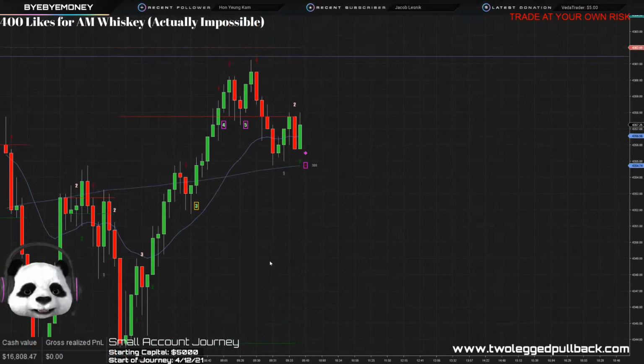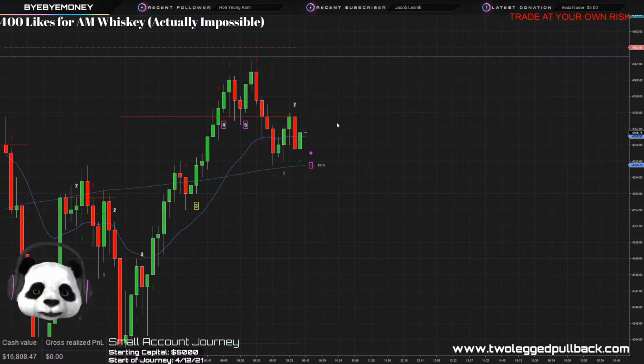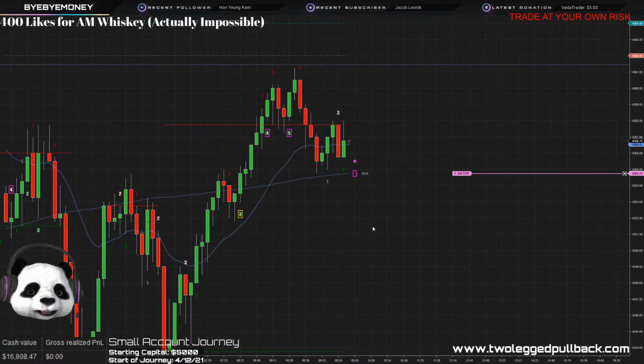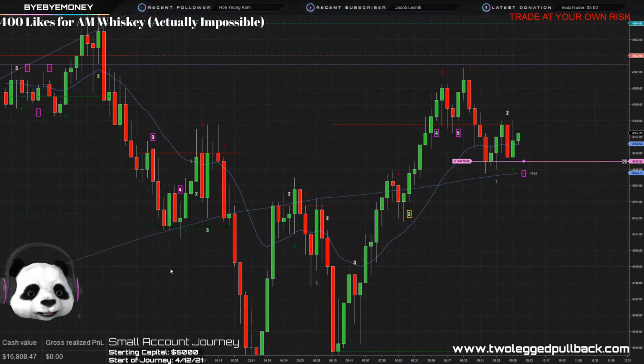Some might think, why don't you just go long? Two-legged pullback off the 20 EMA. Why don't you just go long? We're in an uptrend. Market cycle. Pikachu trade here.